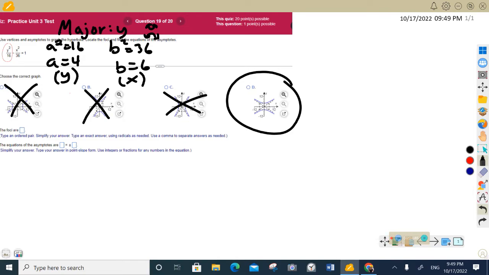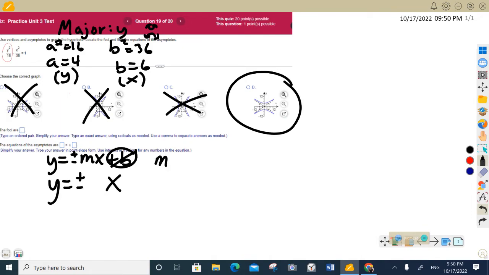It wants foci and equations of asymptotes. I think the equations of the asymptotes are easier, so let's do that first. y equals plus or minus mx plus b. That's supposed to be plus or minus, y'all. But remember b, it's going through the origin over here, so b is just 0, so it's gone. So I need y equals plus or minus whatever the slope is times x.